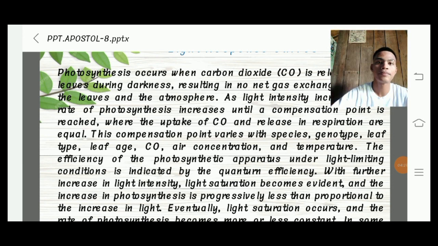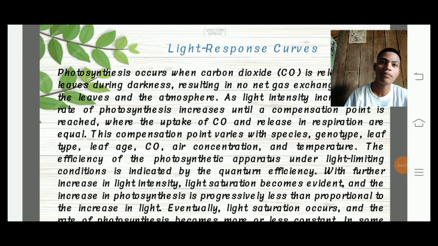So, light response curves illustrate how a specific biological or physical process responds to varying levels of light intensity in plants. For example, a light response curve for photosynthesis typically shows how the rate of photosynthesis changes with different light intensities. These curves provide valuable insights into the optimal conditions for various biological activities.